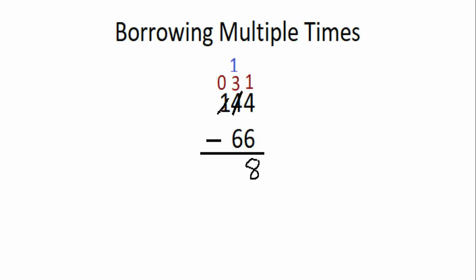And we can subtract 13 minus 6. 13 minus 6 is 7. And we're done. Our answer is 78. 144 minus 66 equals 78.